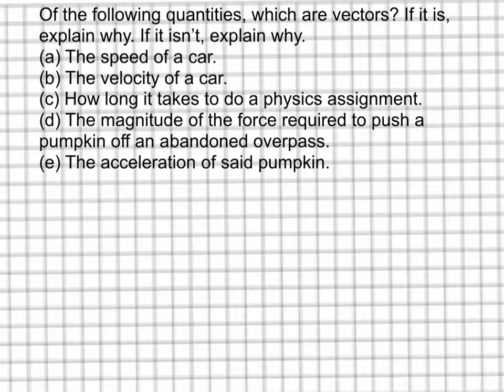Just a real quick question: of the following quantities, which of these are vectors? So the speed of a car. Speed is not a vector. It has no direction. So you can say, I'm going 60 miles per hour. No matter which way you're going, that's your speed. The velocity of your car. Velocity does have a direction. I'm going 60 miles an hour northeast. Okay, that would be a velocity compared to a speed.